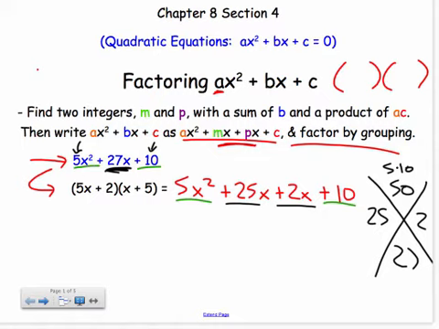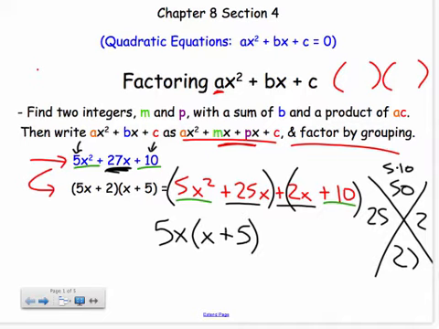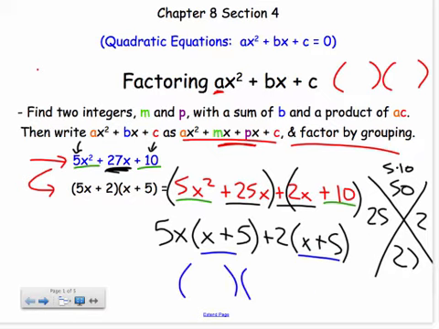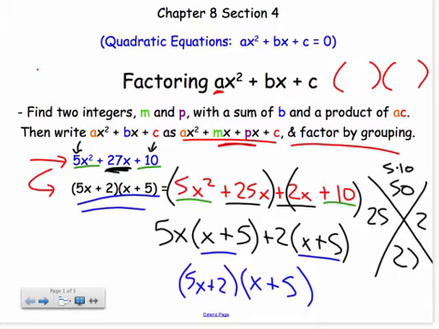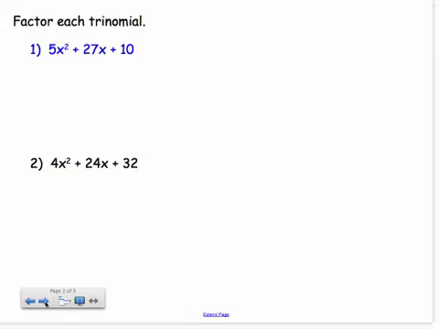Then what happens is we group the first two, group the last two, and then we factor like we did in our first section. I'm going to pull 5x out of the first binomial, and we're left with an x plus 5. And I'm going to pull a 2 out of the second binomial, and we're left with an x plus 5, which is good, right, because we have a common binomial here now. So I can write that as a product of two binomials: 5x plus 2 times x plus 5, which we said was our factored form. It might be a little confusing still. Let's do a couple more examples and see if that works out.